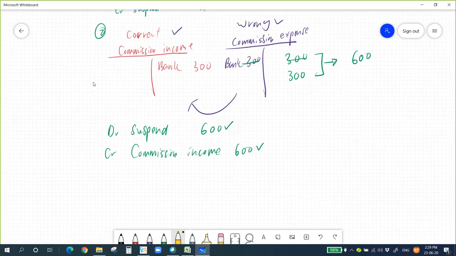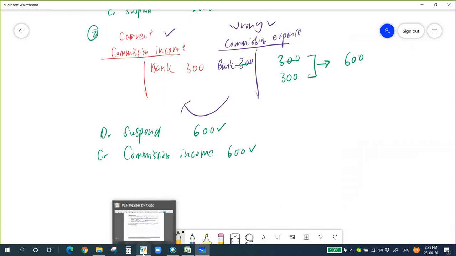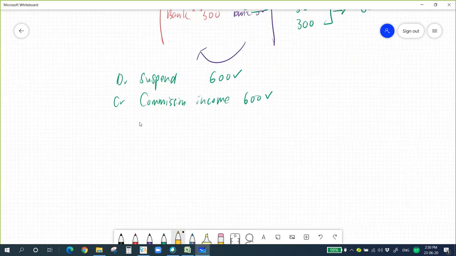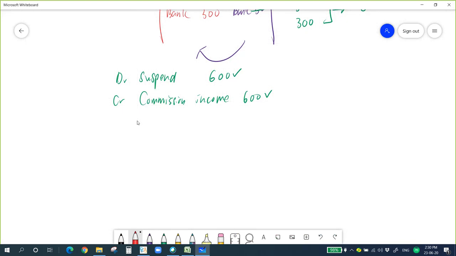So we have to see number 3, the last one. Let's have a look. Number 3, maintenance fee 7980 has been recorded as 7890. So this one is the correct one, and this one is the wrong one. So let's see how to rectify this. Similarly, we draw a ledger. So this is adjustment number 3. We will show the correct entry. Correct entry, this is the maintenance account.